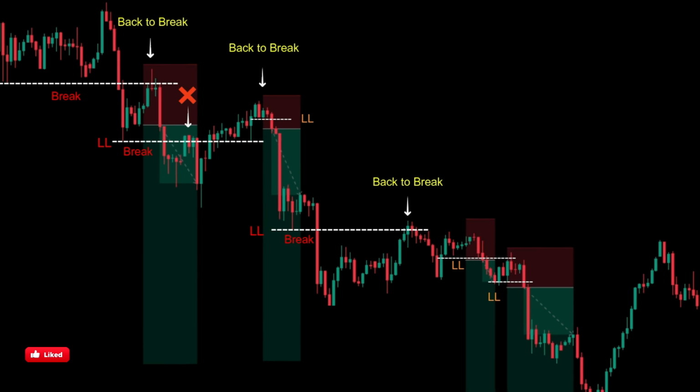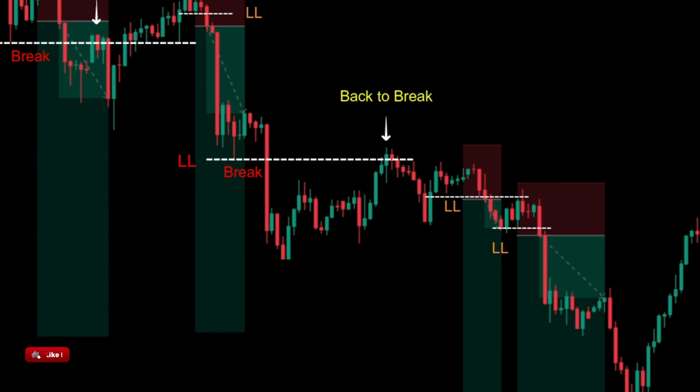In the fourth entry, once again, we have a pullback to the broken level, but this time the candlestick confirmation appears with some delay. Interestingly, this delayed confirmation aligns with the formation of lower lows on the lower time frame, which not only validates our entry, but also creates opportunities for additional trades.